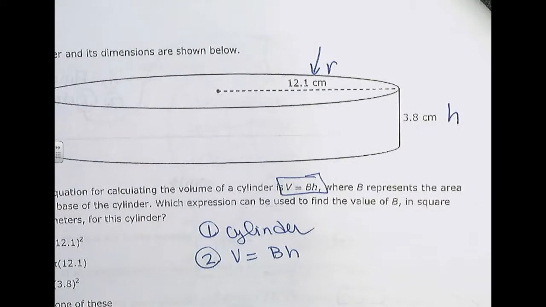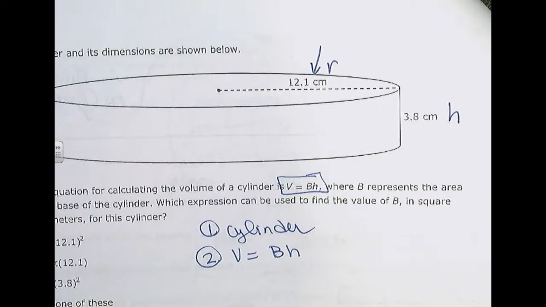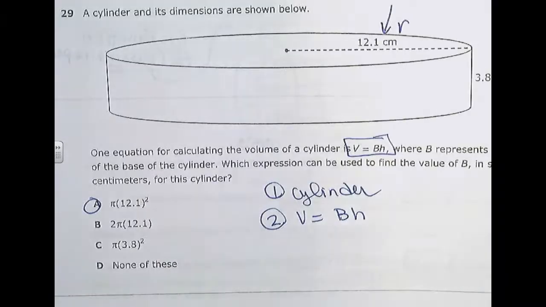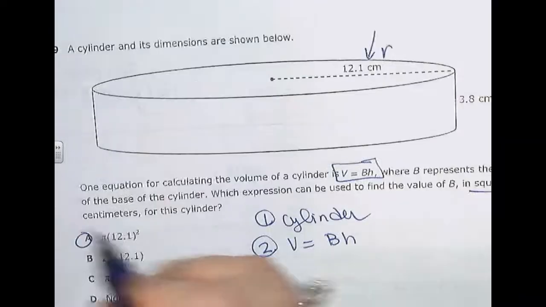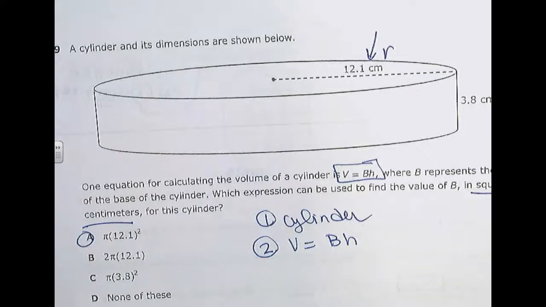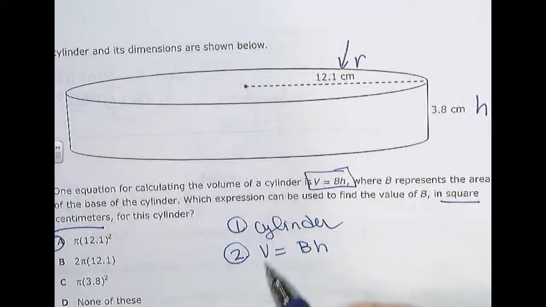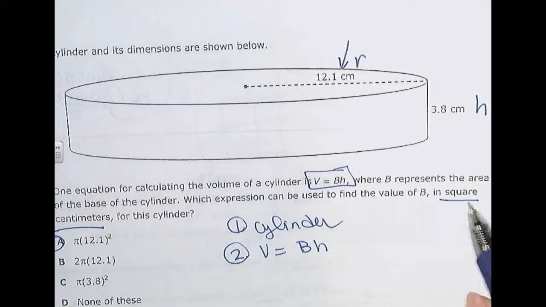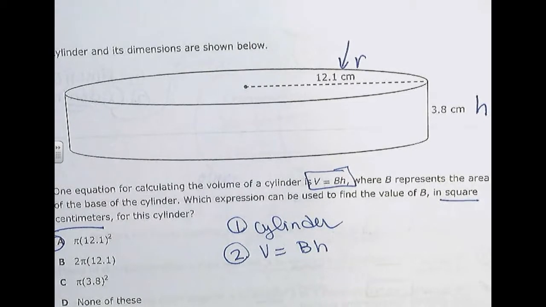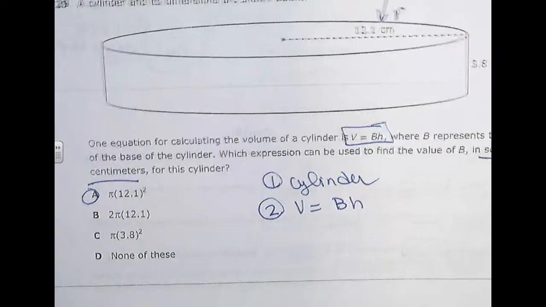Is everything in centimeters? The radius is in centimeters, the height is in centimeters. Are the answers in centimeters, or did they change them to feet to make us look stupid later? Which expression can be used to find square centimeters? And by the way, square centimeters, volume is to the third. I need square centimeters, so you need to be paying attention to what you're doing. And none of the above is available.